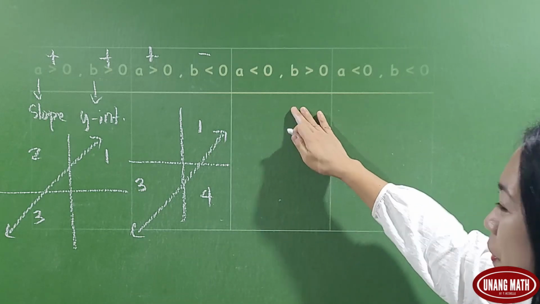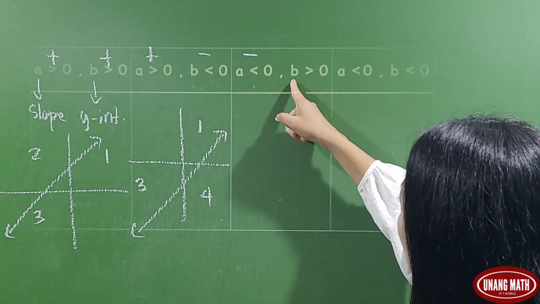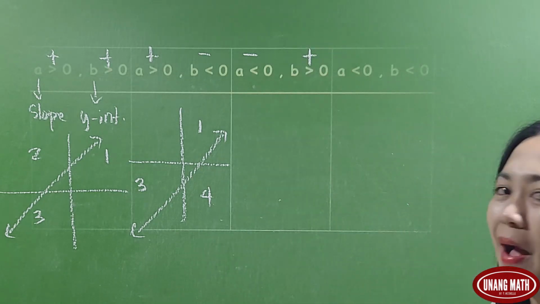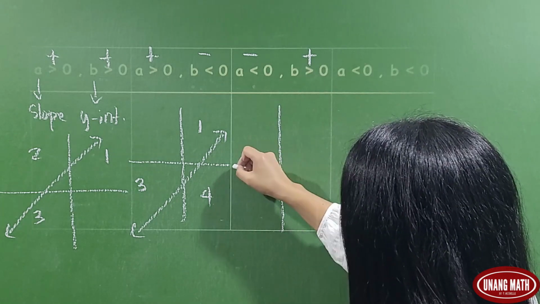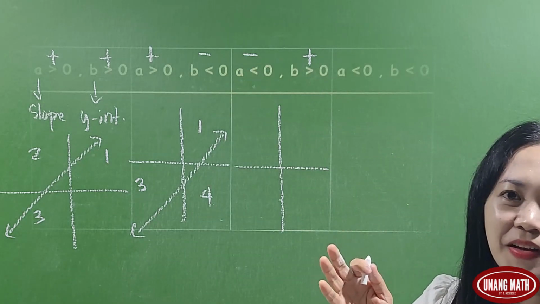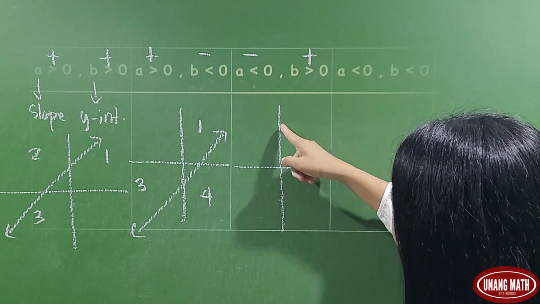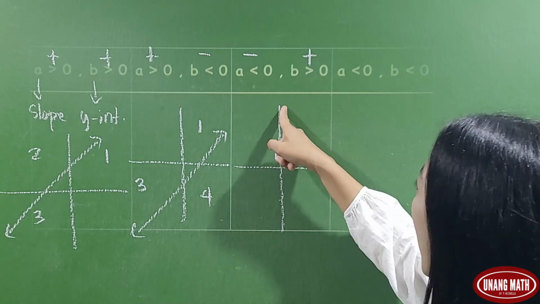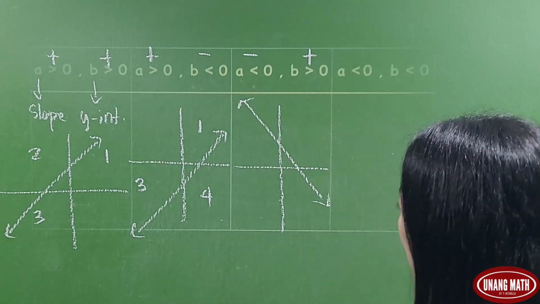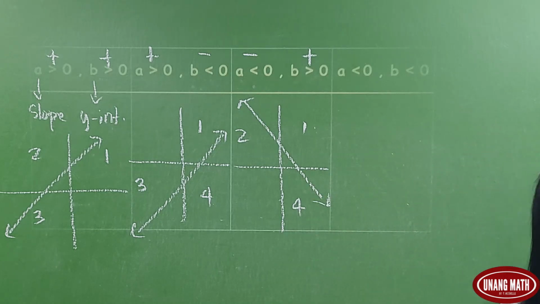Okay, what about our third combination? If the slope is less than 0, which means the slope is negative, and the y-intercept is greater than 0, which means it's positive. So if we are going to graph this linear function, if the slope is negative, we expect that the graph slopes downward. Since the y-intercept is positive, it touches the positive y-axis. And then the graph now looks like this. So this graph lies in the first, second, and the fourth quadrants.